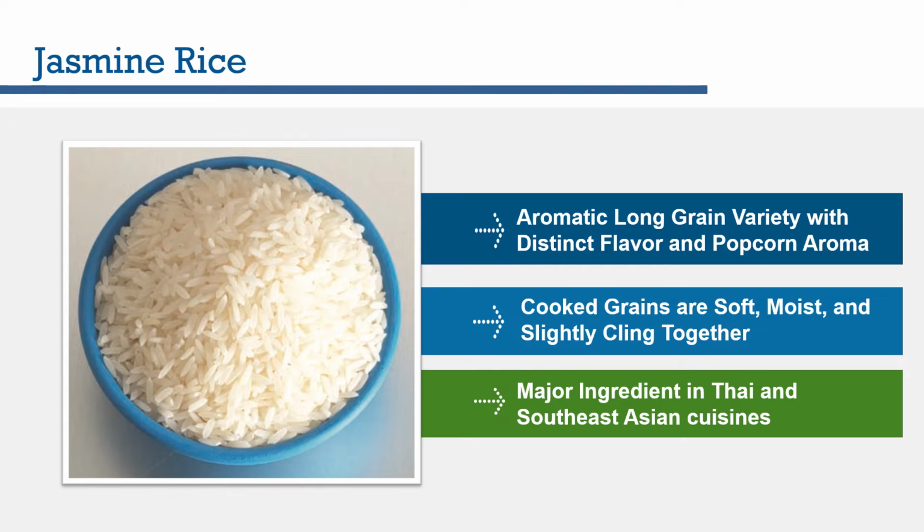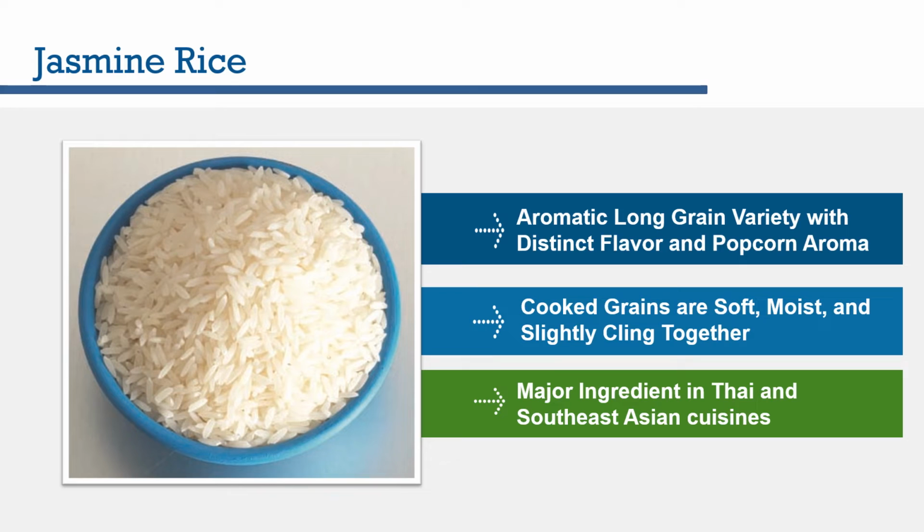Now that we understand the difference in grain sizes, I want to go over a few varieties that are well known for their specific aromas or flavors, or are just gaining in popularity both at home and on menus. Let's start with jasmine. U.S. jasmine is an aromatic long grain rice with a distinct flavor.